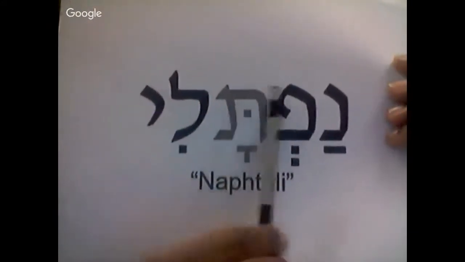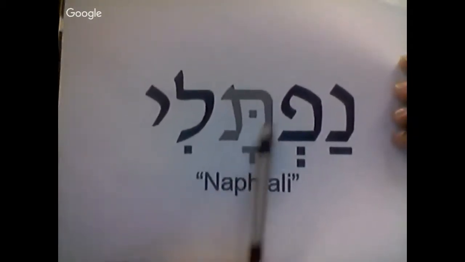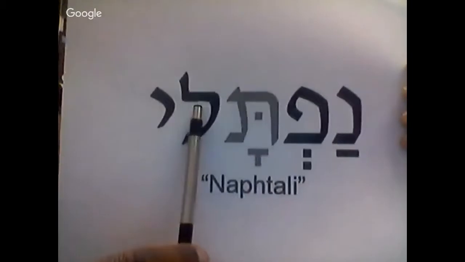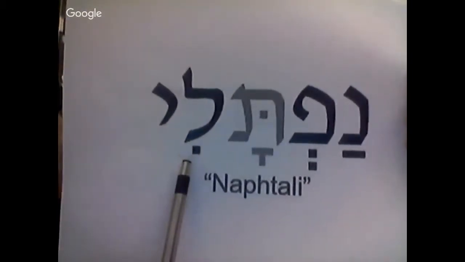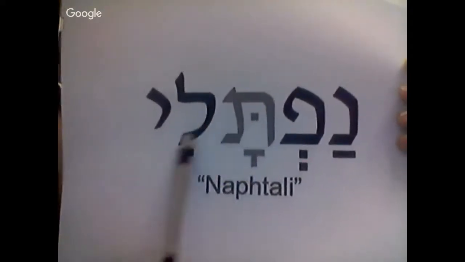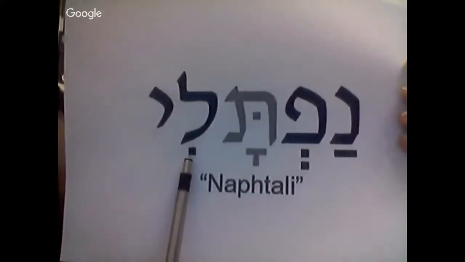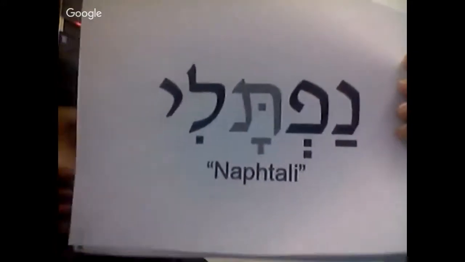Naf-tah, the tau and the quamats. Naf-tah, the lamed and the kirik. Naftali. Naf-tah, lamed and the kirik with the yod. Naftali. Naphtali, which as we know is one of the tribes in Israel. So we just want that to be noted for edification purposes.